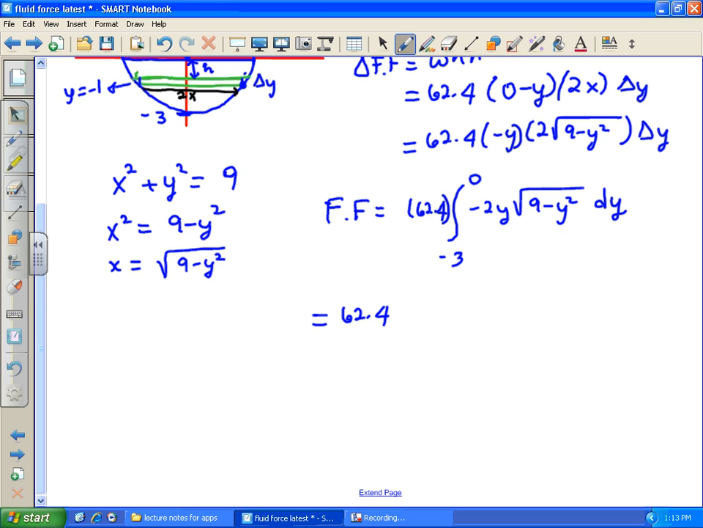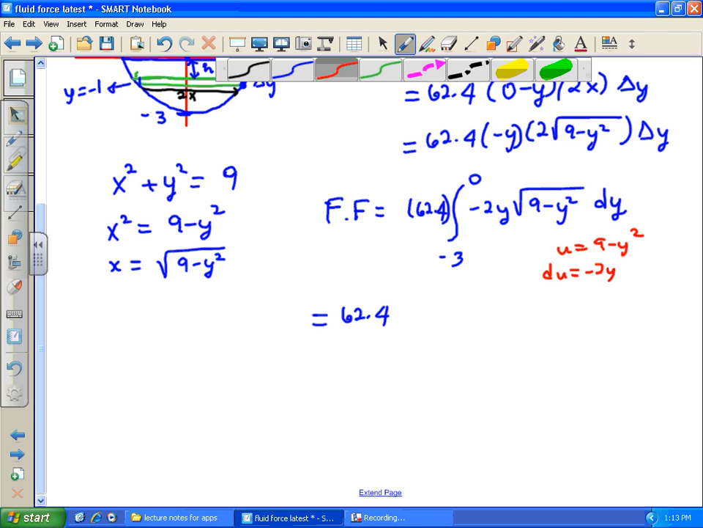Let's do u substitution. Let u be 9 minus y squared. Du is negative 2y dy. So already I have a negative 2y dy in there, so I'm going to replace that by du, and this whole thing becomes the square root of u du. Let me see if everybody agrees with me on that. Okay, now let's integrate.